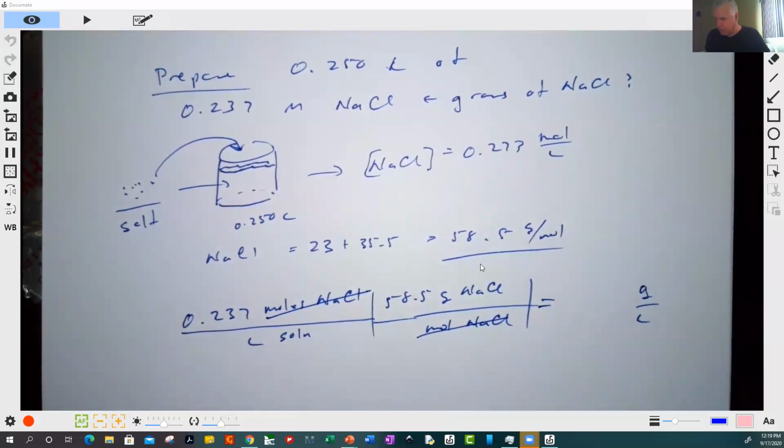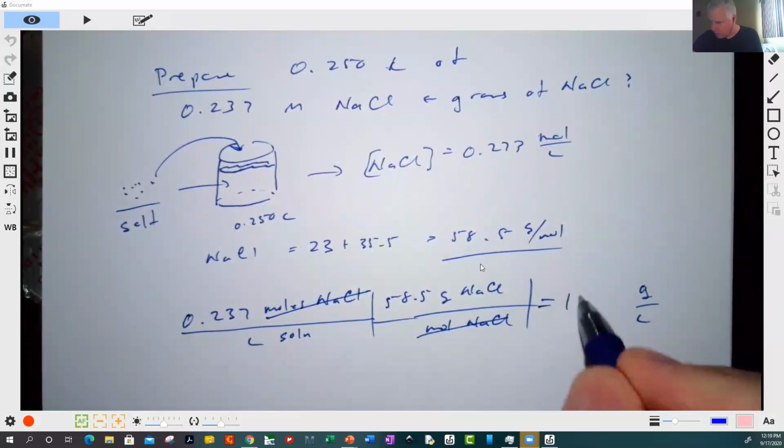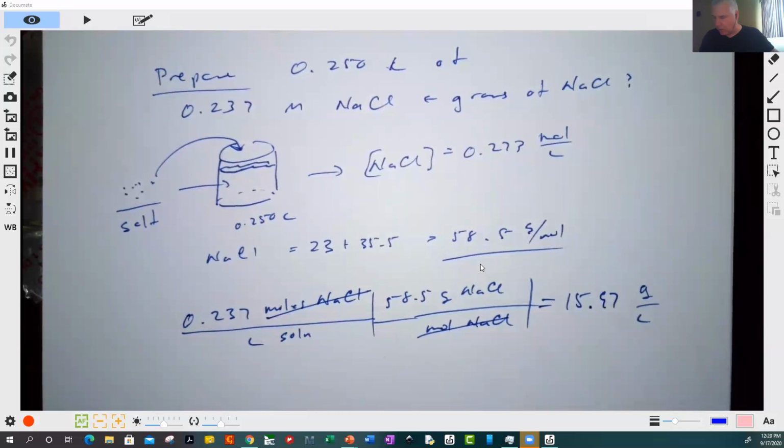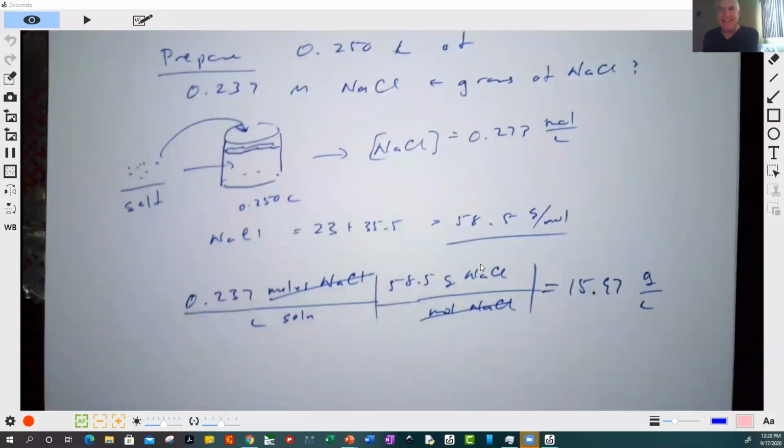Okay. Right. So from there we would then have to work with the volume. So this is 15.97 grams per liter. So now we want to use the volume. I'm sorry, you tell me, what are we going to do?